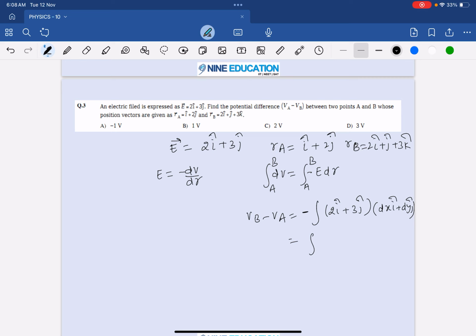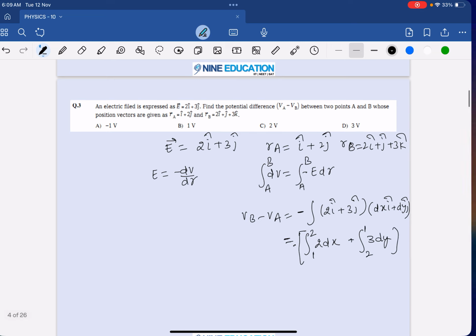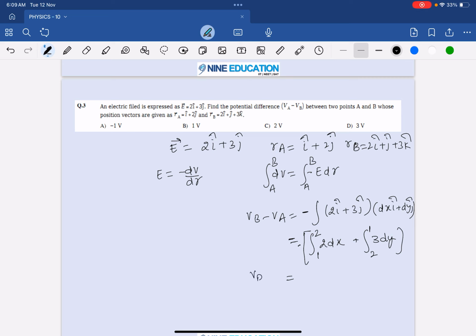So now what are the limits? When we multiply 2i cap with dx i cap, it would be basically 2dx. And minus is there, बच्चों, है ना, minus is there. And then when we multiply, this will be 3dy. And what are the limits? Sir, in x I am going from 1 to 2, and in y I am going from 2 to 1. Okay, sir. All right. मुझे बताओ यहाँ पे what is VB minus VA for you?